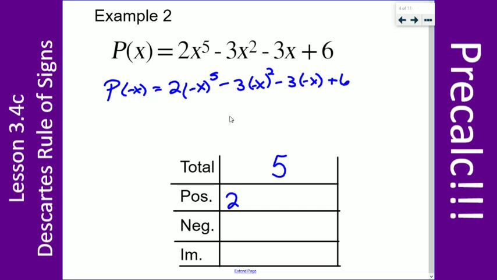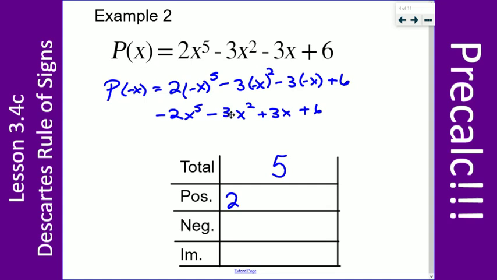Okay, so if we have an odd number of negative numbers, it's going to change our sign. So negative 2x to the 5th. Minus 3 times negative x times negative x is positive x squared, so it's not going to change our sign. So we have minus 3x squared, and then negative 3 times negative x is positive 3x, and then plus 6.